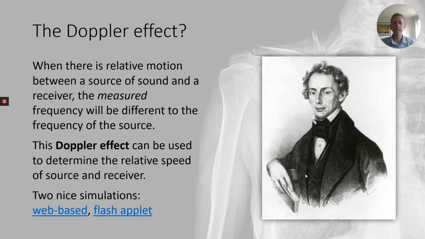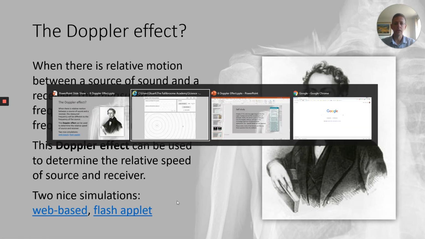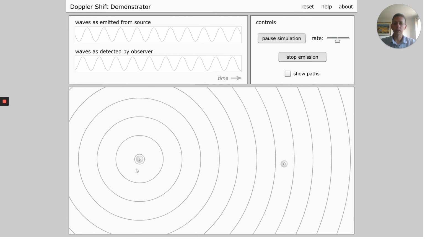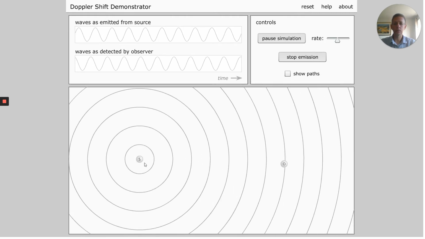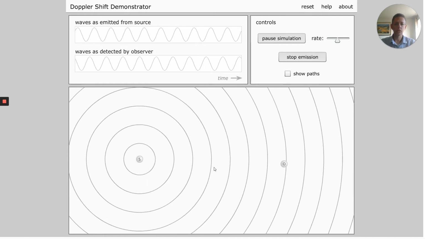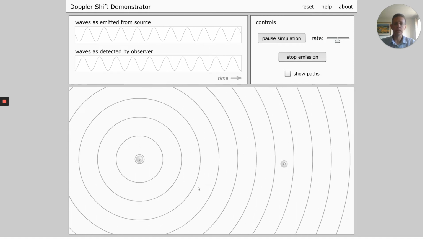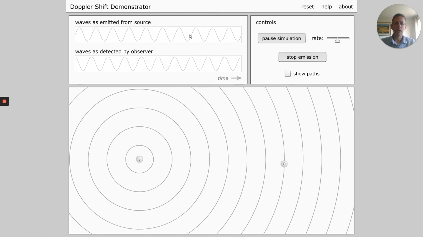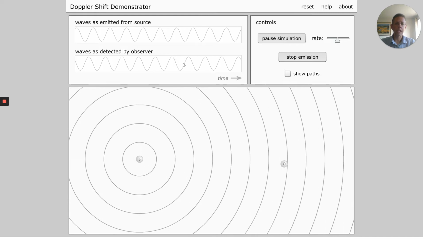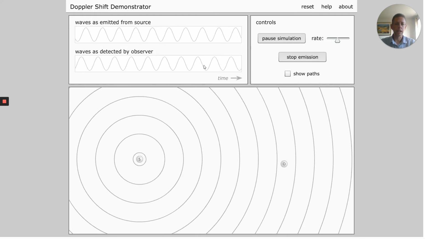So it's easiest to see it in practice, and I've got a couple of little applets that you can play with by downloading this PowerPoint yourself and following the links, but I'm just going to show one of them to you now. So if we just flick to this screen, what you've got here is the source S, which is emitting sound waves, which are traveling through space to an observer O. Each of these lines represents a crest of a wave. You can see that a microphone attached to an oscilloscope at the source would record exactly the same as a microphone attached to an oscilloscope by the observer.